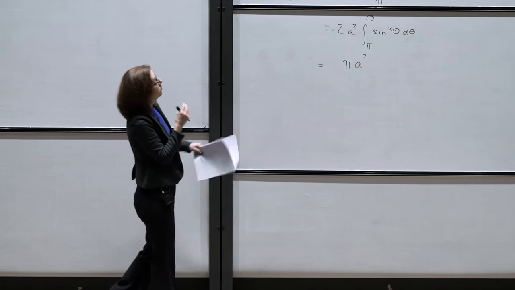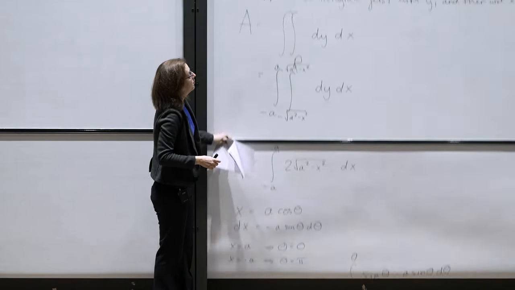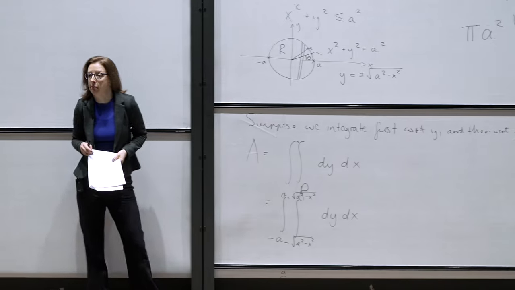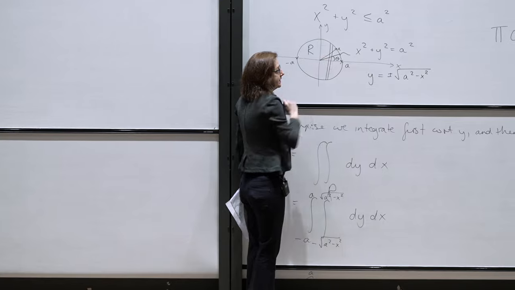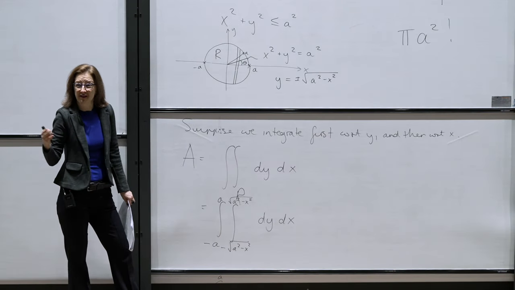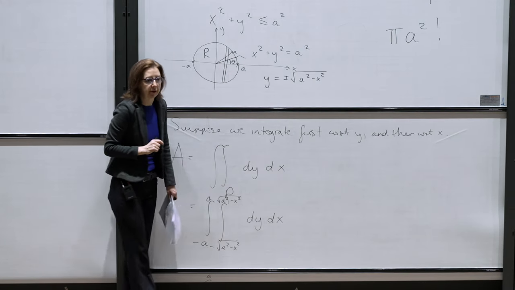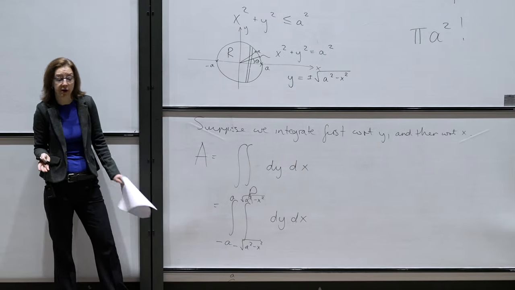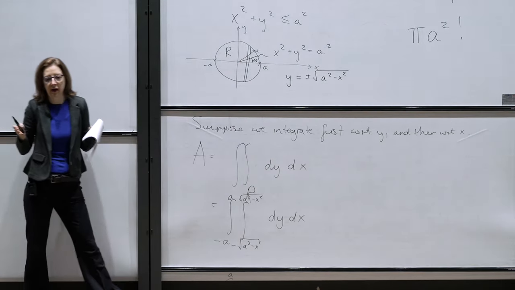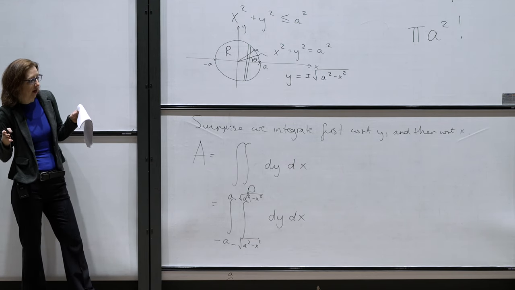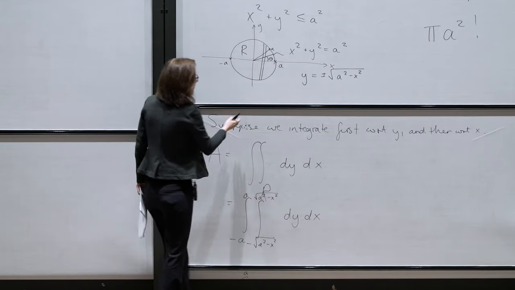But actually, for this sort of domain, a much more natural coordinate system to think about is a plane polar coordinate system. The reason is that the boundary, instead of being x squared plus y squared equals a squared, just becomes r equals a. And theta, if we're using plane polar coordinates, just goes between 0 and 2 pi. Integrating over a circular domain using polar coordinates is much more straightforward.